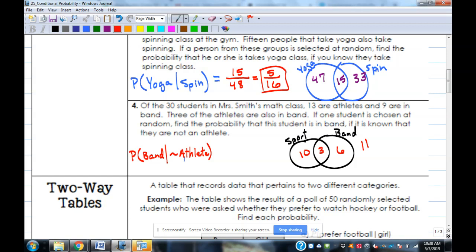17, because we got the 11 that aren't part of band or sports, and then the 6 people that are just in the band that don't play a sport. So there's 17 total. And then how many people are in the band? 6 of those. 6 out of 17 does not reduce. 17 is prime.